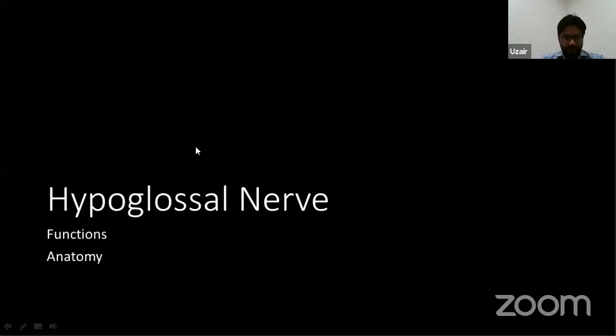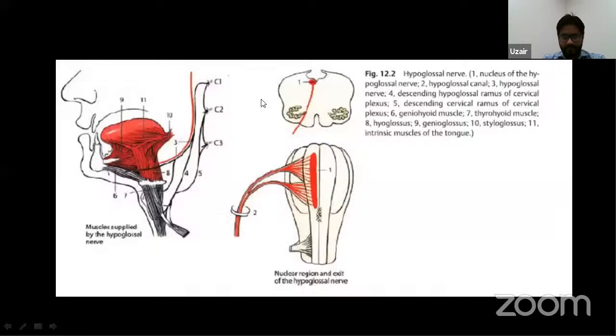Now coming to the hypoglossal nerve. The hypoglossal nerve nuclei lie in the brainstem and are responsible for the muscle supply of all the intrinsic muscles of the tongue, as well as the extrinsic muscles of the tongue, except for one single muscle, palatoglossus, which is supplied by the vagus nerve.